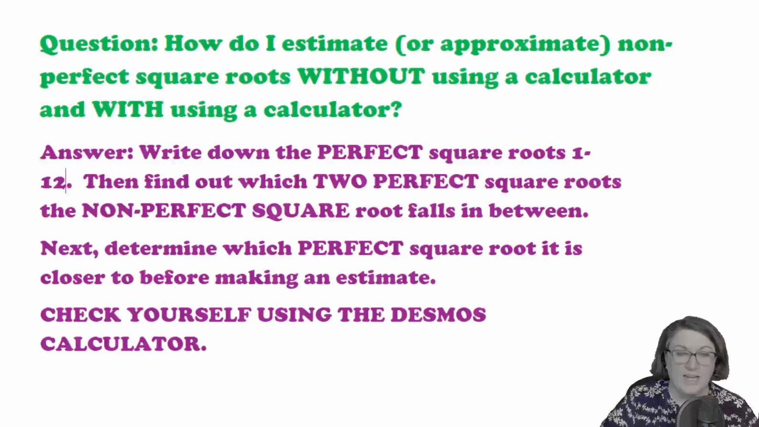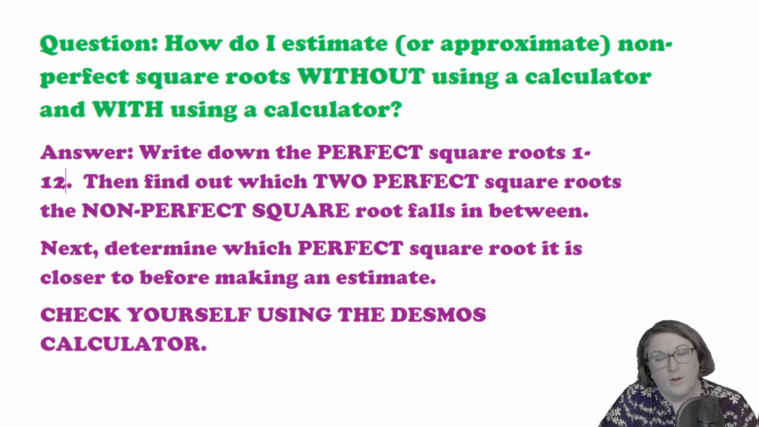The first answer that we have here is to write down the perfect squares 1 through 12. If you know 1 through 15, that might help. Generally at this level, you typically won't do huge numbers without a calculator. But for smaller numbers, like 12 times 12 is 144, for instance, it does help to know your multiplication tables and your perfect squares. And we will go over that in just a moment as well.